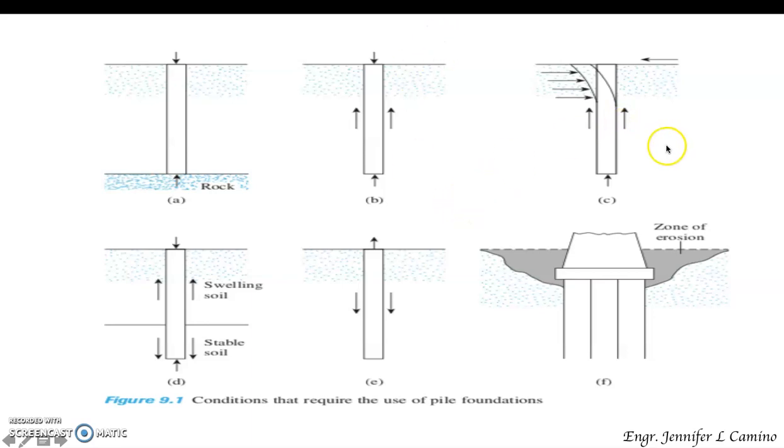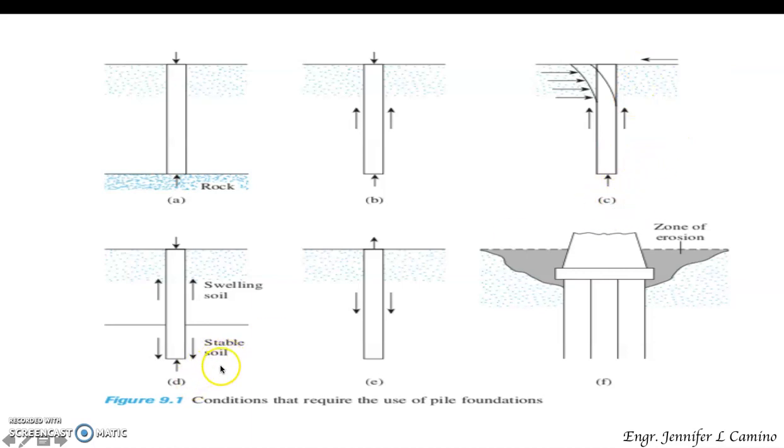Then for letter C, this illustration implies when the foundation is subjected to horizontal forces. When it is subjected to horizontal forces, pile foundation resists by bending, while still supporting the vertical load transmitted by the superstructure. This type of situation is generally encountered in the design and construction of earth retaining structures and foundations of tall structures that are subjected to high wind or to earthquake forces. This is the condition for letter C.